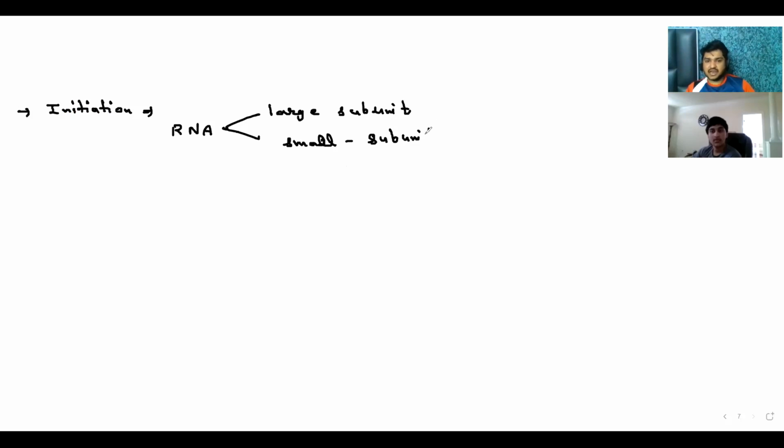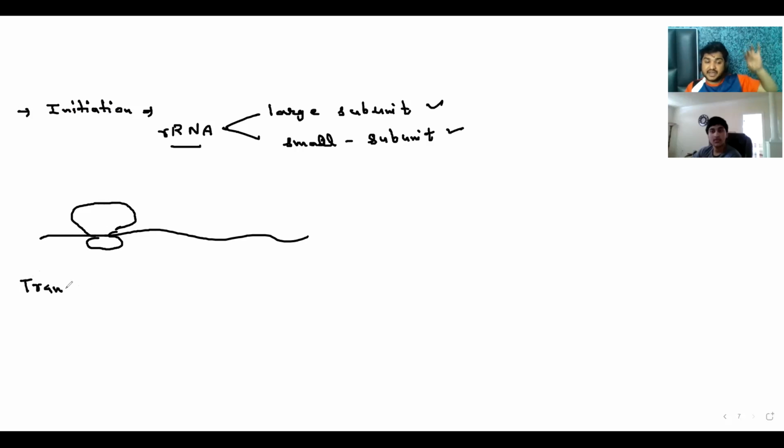Okay, so large subunit and small subunit. The mRNA is coming. Now the site is becoming active. Active. Now the translation will begin, right? Still there is no translation, but when they are attaching to the site, now translation will begin.